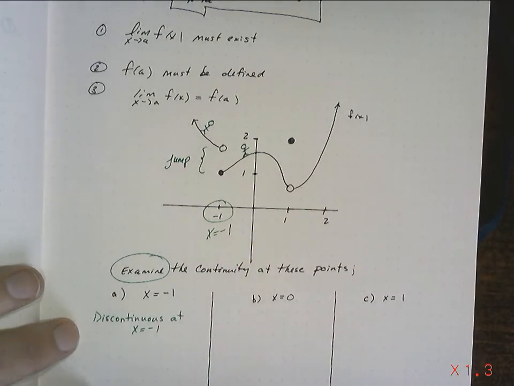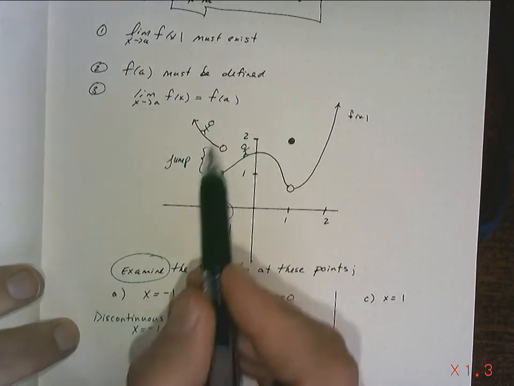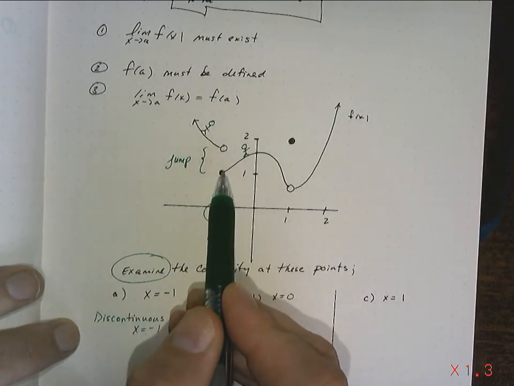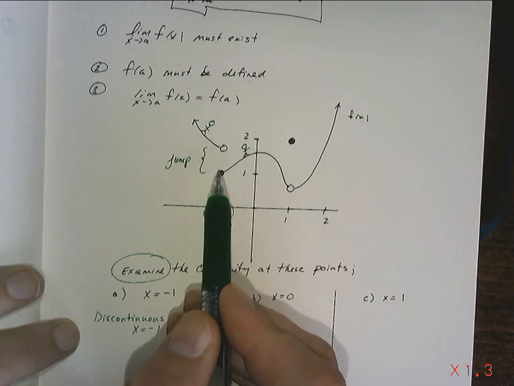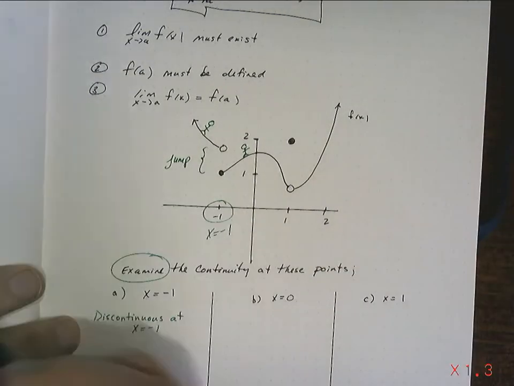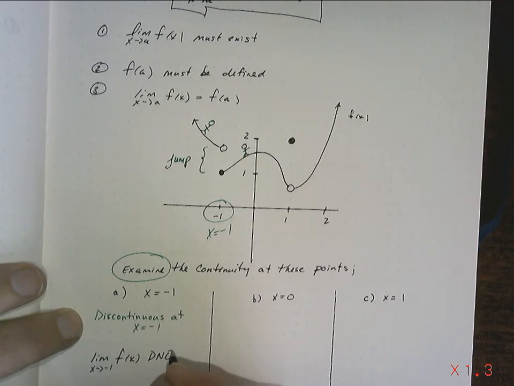Now tell me, which one of the conditions failed to get this discontinuity? Does the limit exist? Does the left-hand limit and the right-hand limit approach the same L value? The answer is no. It fails on the very first condition, doesn't it? So the limit as x approaches -1 of f of x does not exist.